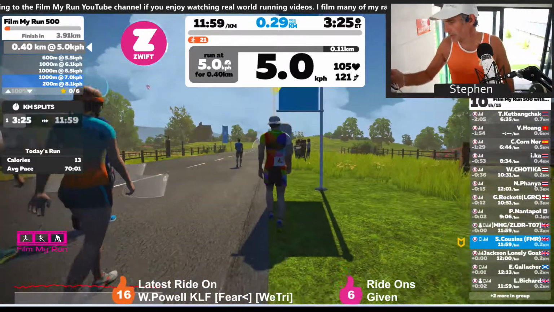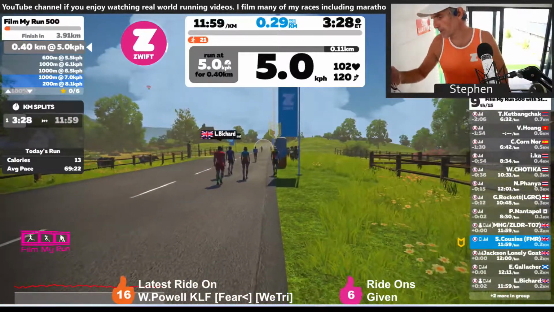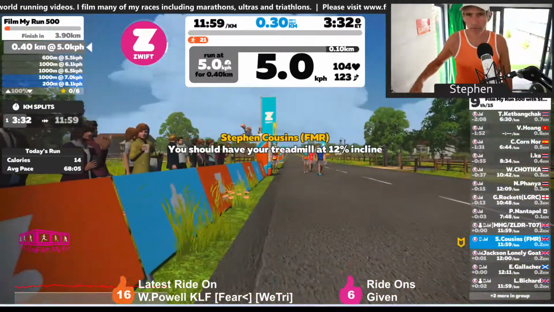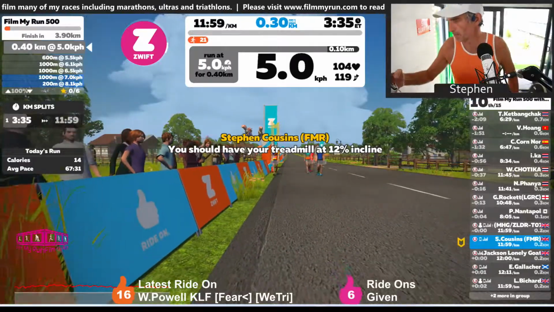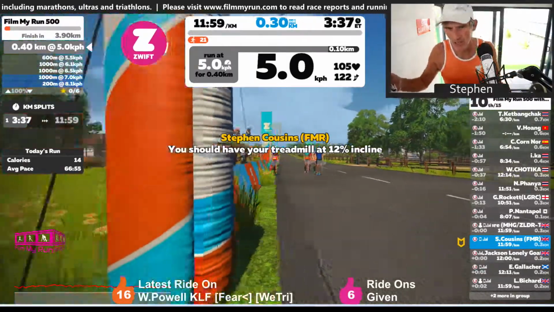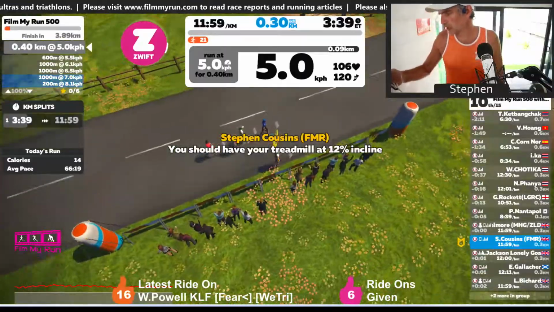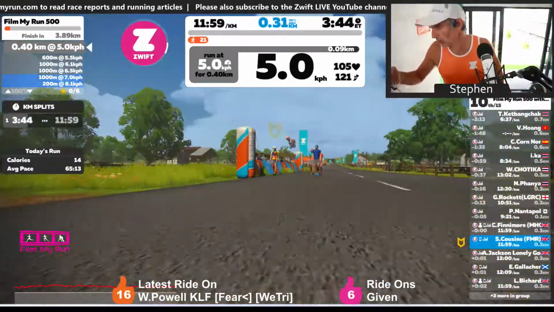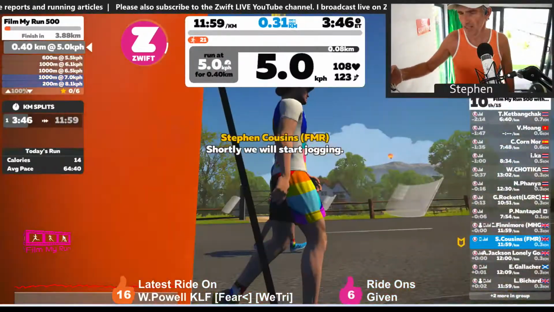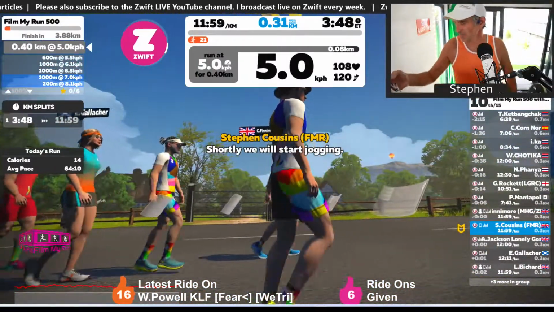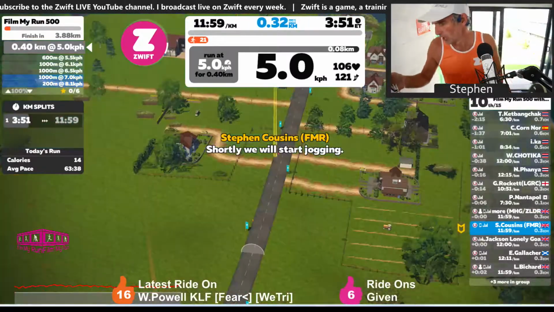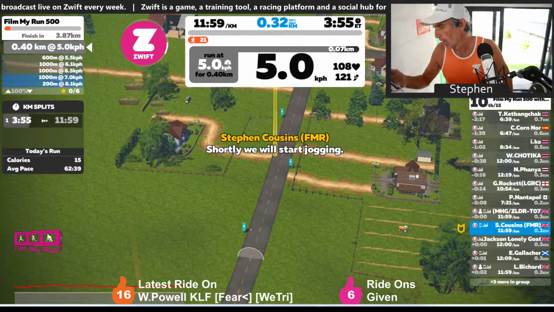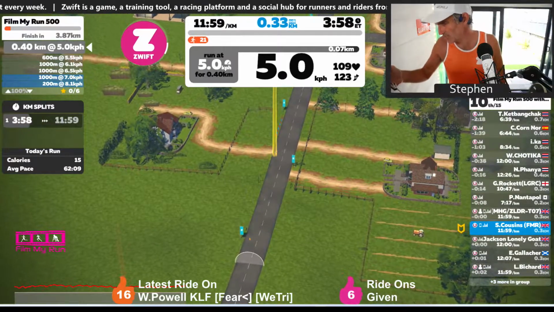You should have your treadmill at 12% incline. Shortly, we will start jogging. Short stride length and relatively fast cadence.